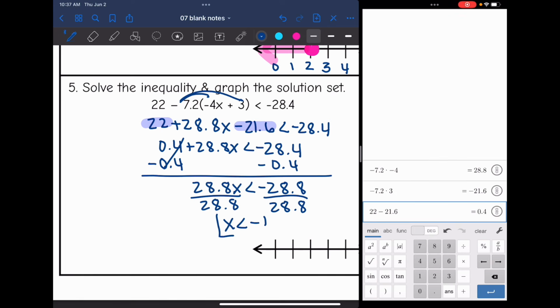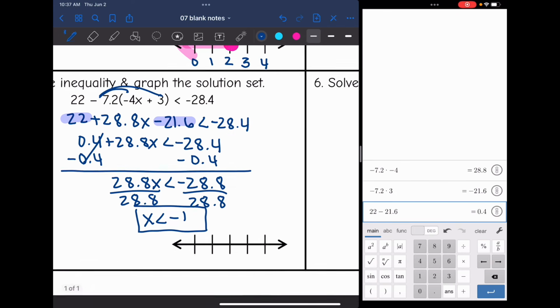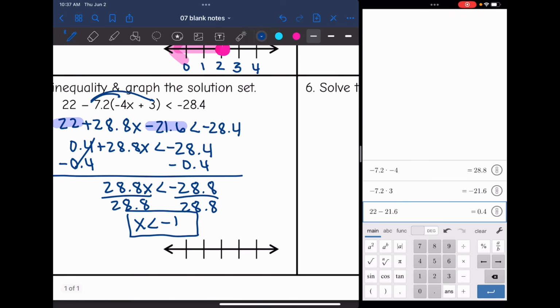So now I just need to graph the solution set of x is less than negative 1. So negative 1 will go in the middle, negative 2 and negative 3 are right below it, and 0 and 1 are right above it. It's going to be an open circle on negative 1 since it's just less than. And the numbers that make this inequality true are negative 2 and negative 3 since those are less than negative 1.